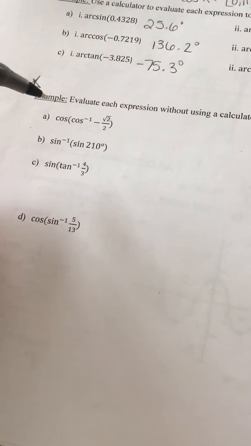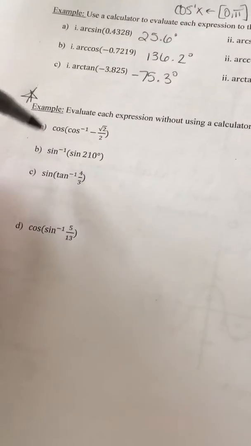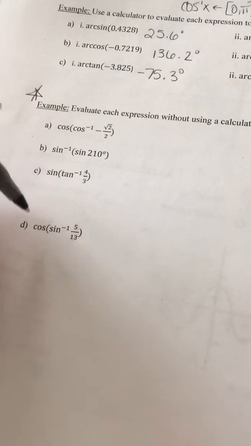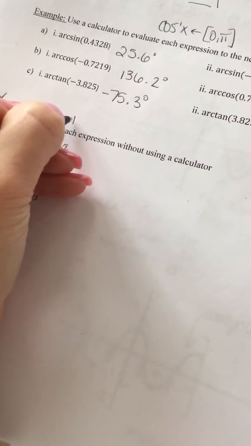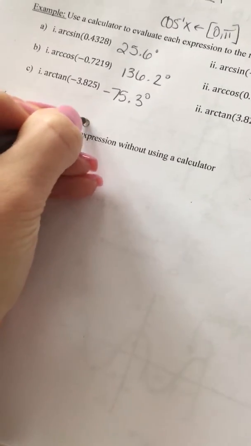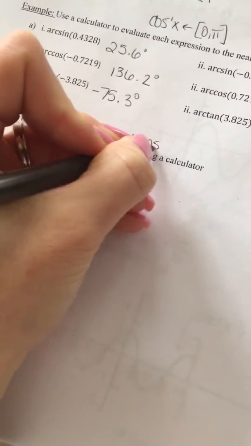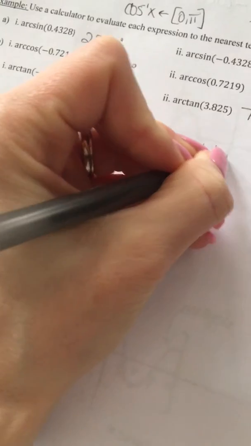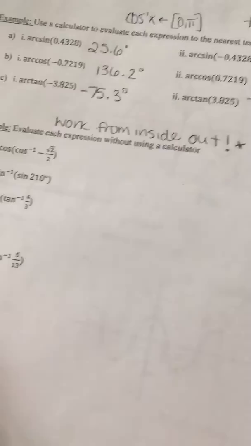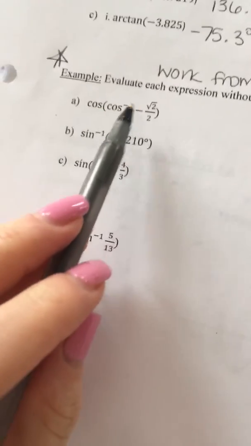All of these get done the same kind of way, but the first two are going to be unit circle angles, and I'll show you how to do the last two. I really like these problems, and I'll show you why. My hint with them is work from inside out.